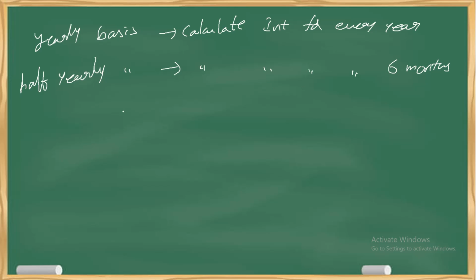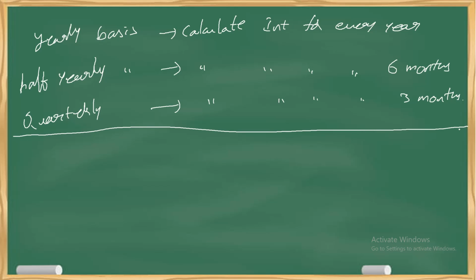I'll give you an example for this same thing, don't worry. Quarterly, what happens here? We calculate the interest for every 3 months. Now we'll take an example and I will let you know the difference between the yearly basis as well as the half yearly basis.